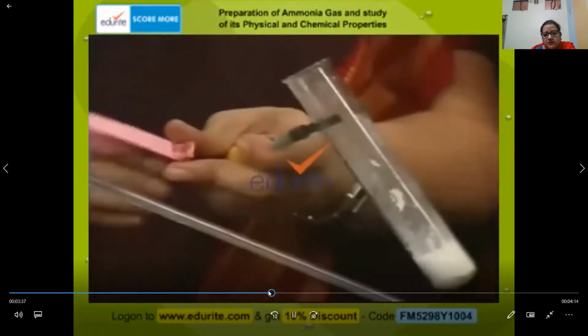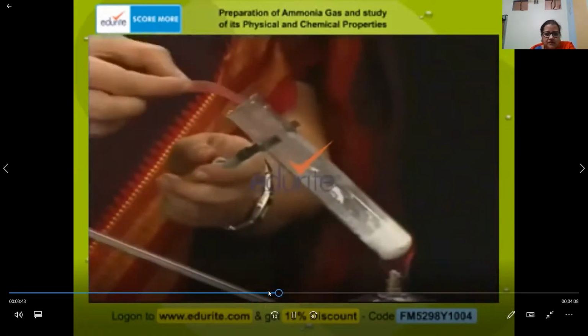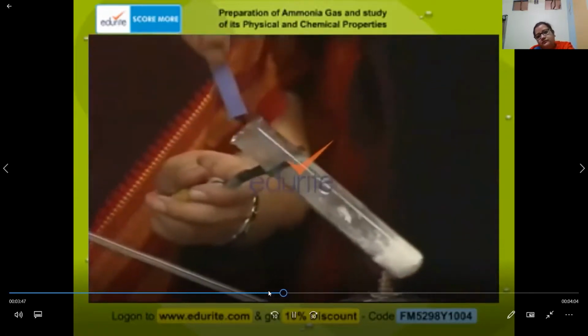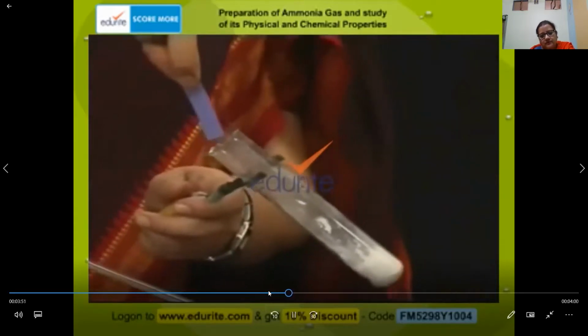This is a red litmus paper. I make it moist by dipping it in water. You don't have to write this test. Let me hold it near the mouth of the test tube. I find that the litmus paper has turned blue. So it is basic in nature. A moist red litmus paper turning blue tells us ammonia is basic in nature.